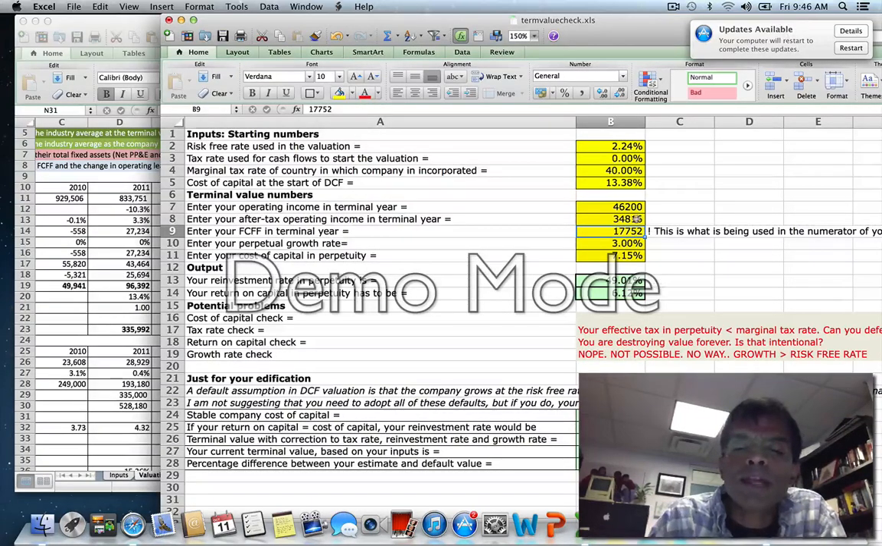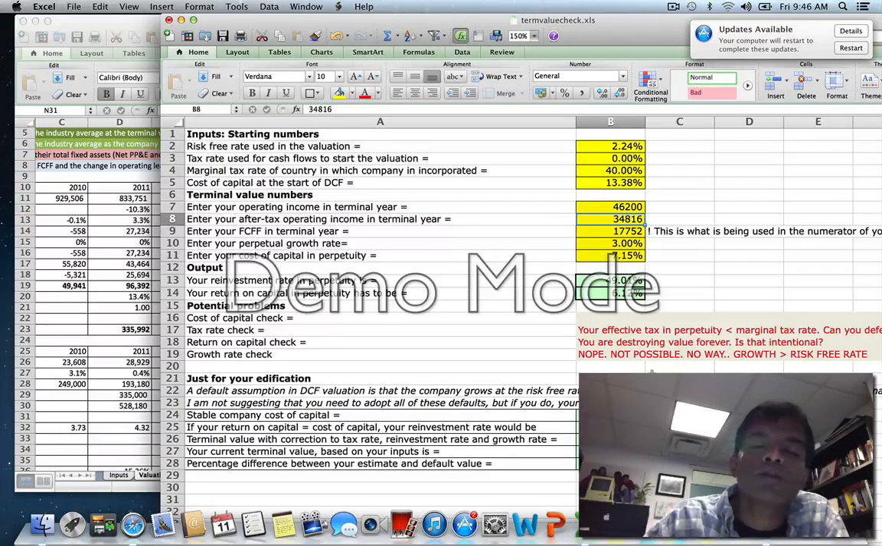You've given me a free cash flow to the firm and your after-tax operating income, right? To get from after-tax operating income to free cash flow to the firm, he made assumptions that didn't sound unreasonable on net capex and change in working capital. But this number now is going to be locked in forever. In fact, if I look at 1 minus 17,752 divided by 34,816, I'm getting a measure of what percentage of your after-tax income you're putting back into the business in your terminal year. In this particular case, that's 49.01%.